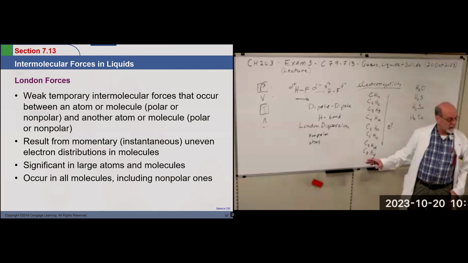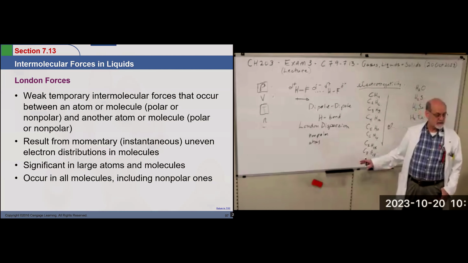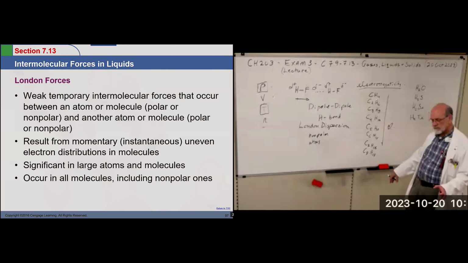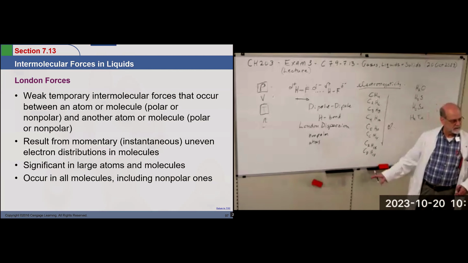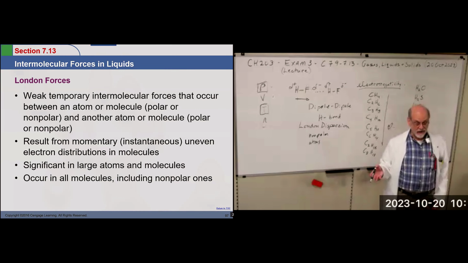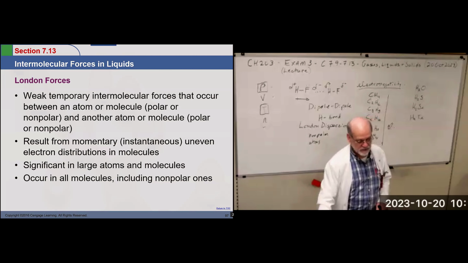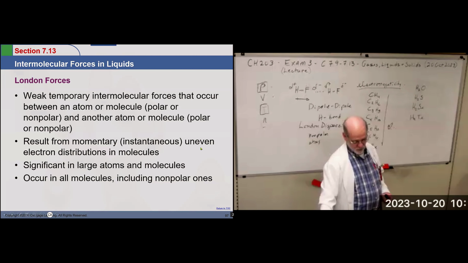We go to home heating oil, which is pretty thick. We get to asphalt, which is like C12, 14, 16, right? And it actually turns to a liquid or a solid because of these London dispersion forces. They're all nonpolar molecules, but the size of the molecule matters. Bigger the molecule, the more prominent the London dispersion forces are, and more effective they are.